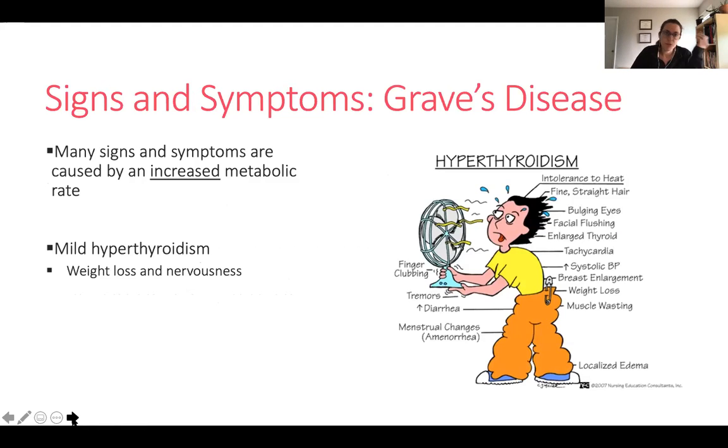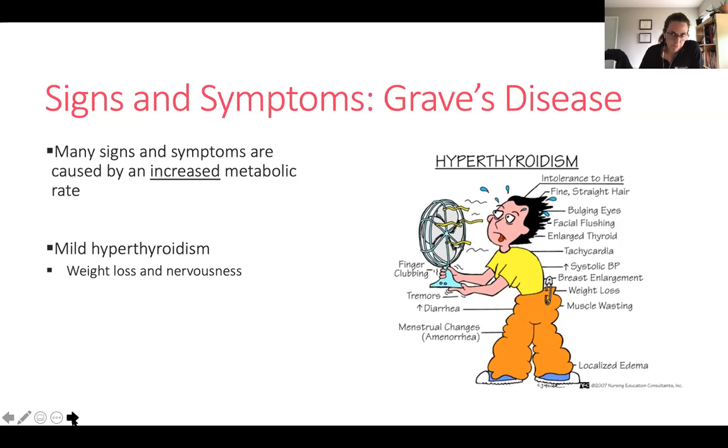These are all going to be related to the increased metabolic rate, and they can range from mild to severe. Like we were talking about, some of the things can be subtle and hard to detect depending on how severe it is in the person. With mild hyperthyroidism, they may only have weight loss and nervousness.